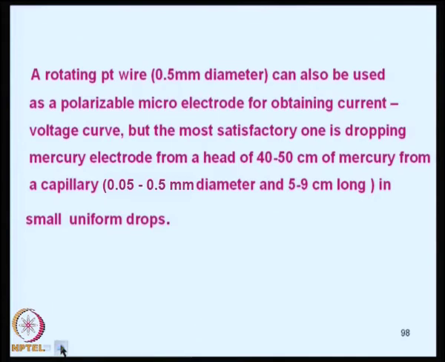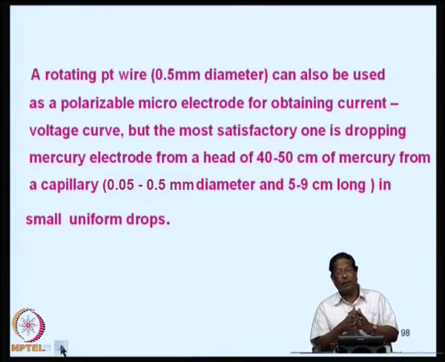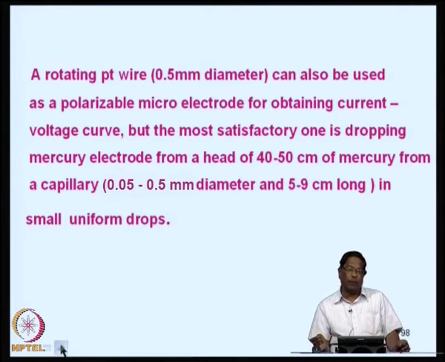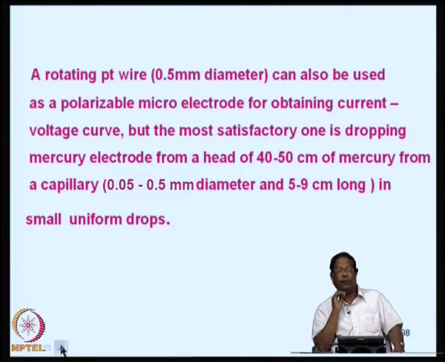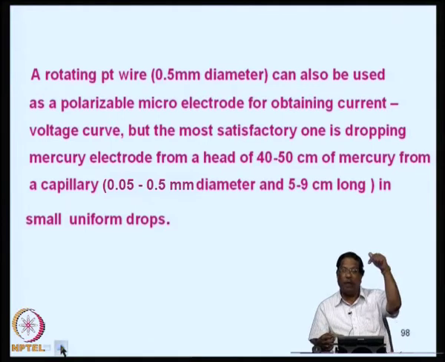This is the basic apparatus for polarography, and the reducible species is usually cadmium or any other ion. You can replace it by any other ion which can be electrolytically reduced, and instead of a mercury pool, you can use a rotating platinum wire also as a polarizable microelectrode. You can just use a platinum wire which is rotating, that is to disturb the ionic shield around it.